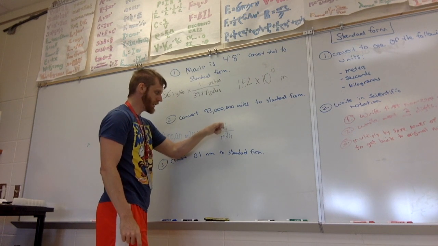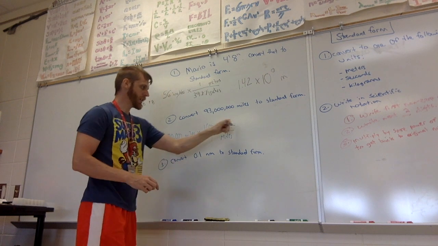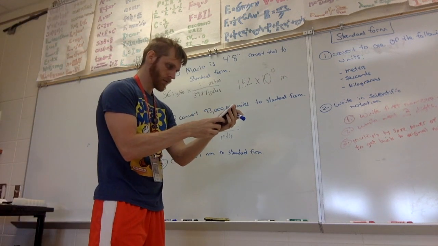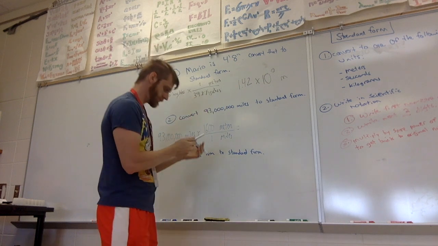And we want meters instead. Meters goes on top. There's 1,600 meters in 1 mile. I multiply that out, and I get my answer. 93 million times 1,600. I get, oh my gosh, it gave me a weird number.